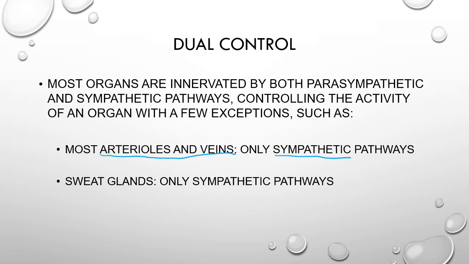So in order to change vessel diameter, to either constrict it or dilate it, what we have to do is change the sympathetic output. And so the number of action potentials, if we're monitoring action potentials, are either going to change and go from many to relatively little, or vice versa. And so we're going to simply change the number of action potentials being generated in order to change the size of those blood vessels. Sweat glands, same thing, only a sympathetic output. So this is going to be changed based upon the number of action potentials that are being generated by those sympathetic pathways.